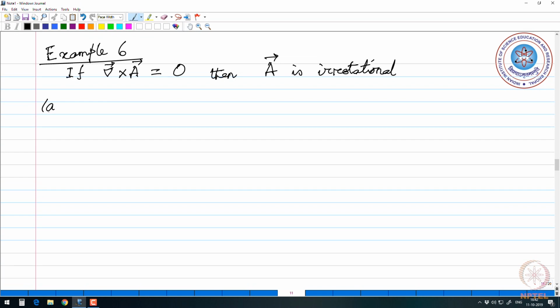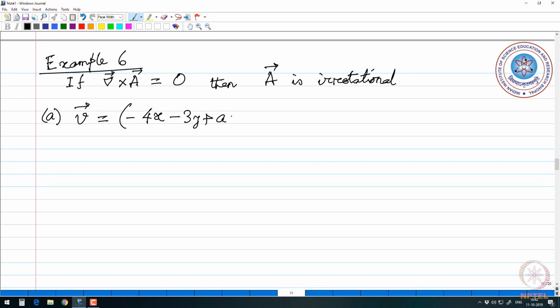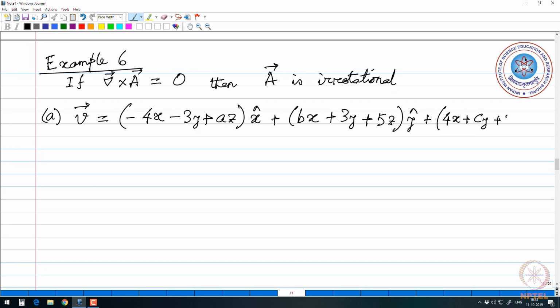Now, there are two parts of this problem. In part A, we are given a vector V as (−4x − 3y + az) x cap plus (bx + 3y + 5z) y cap plus (4x + cy + 3z) z cap. Now, we have to find the constants a, b and c so that this vector is irrotational.